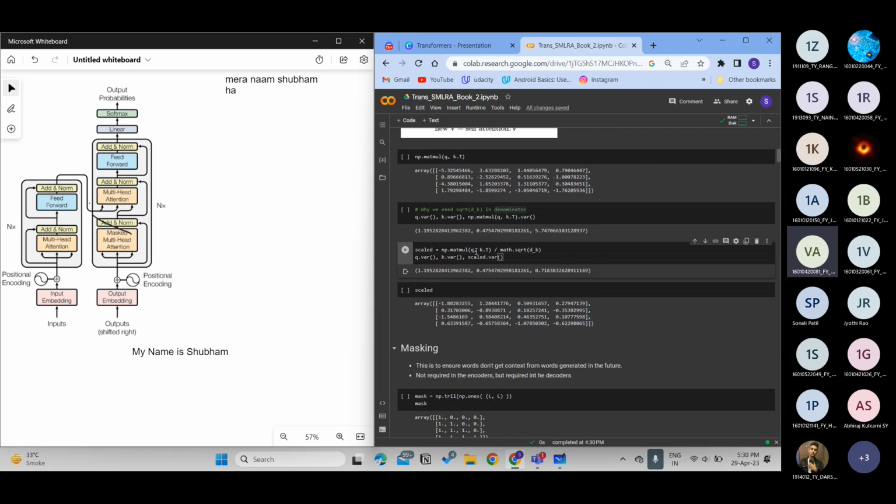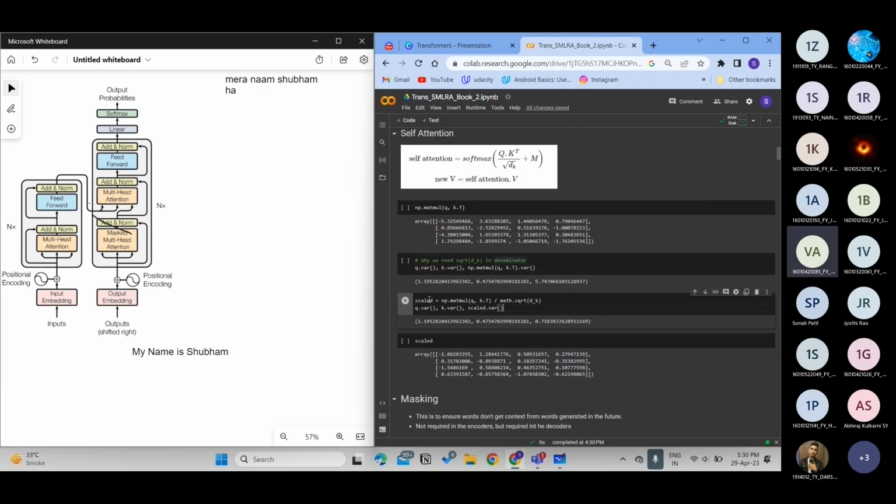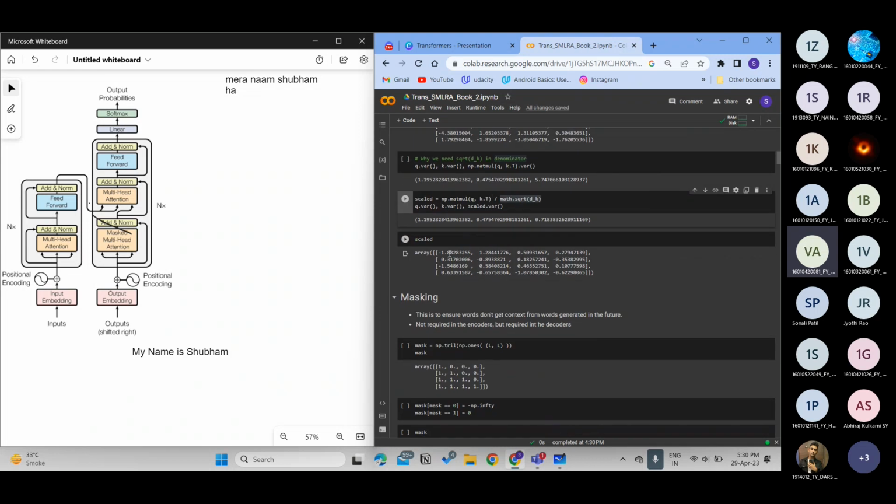So what I did is I scaled it down. Scaling is this thing: what I got, divided by the square root of dk. When I did this, as you can see, the variance was 5 here and it came down to 0.71. So here we are scaling it down, and that's why that thing is needed. So I finally got these four vectors representing my sentence.